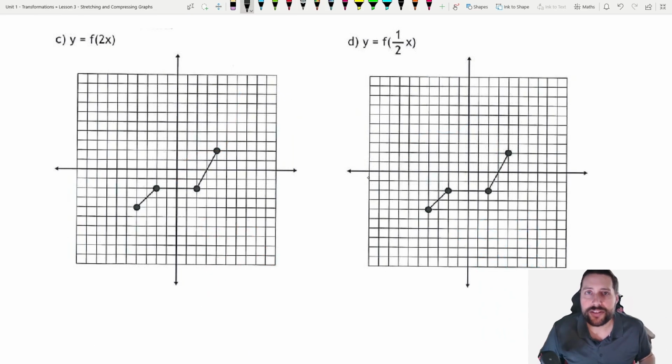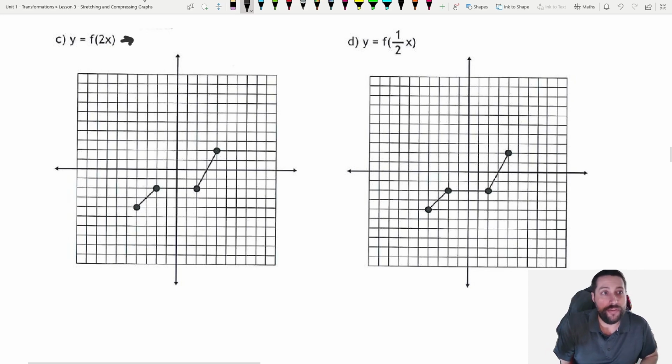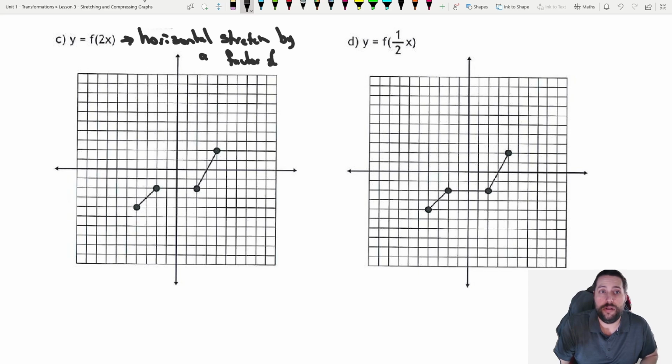Moving on to the next two examples, we have, for part C, y is equal to f of 2x. Okay, so in this one we have a horizontal stretch by a factor of 1/2. So we have taken the reciprocal of the b value.